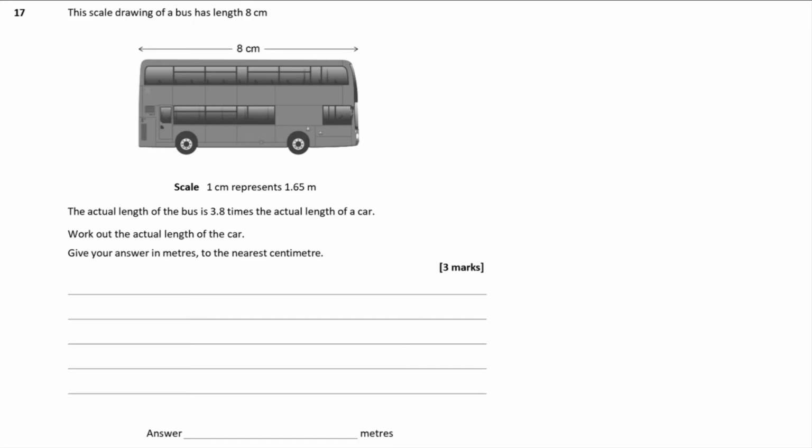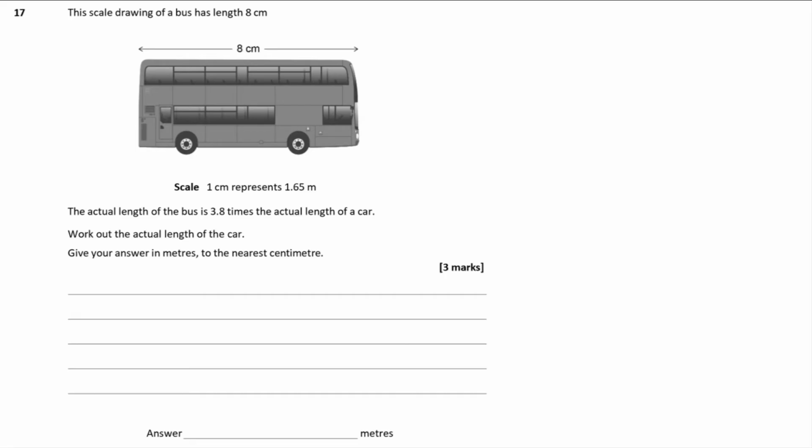Question 17. This scale drawing of a bus has length 8 centimeters. And we're told that the scale of 1 centimeter represents 1.65 meters. The actual length of the bus is 3.8 times the actual length of a car. Work out the actual length of a car. Give your answer in meters to the nearest centimeter.